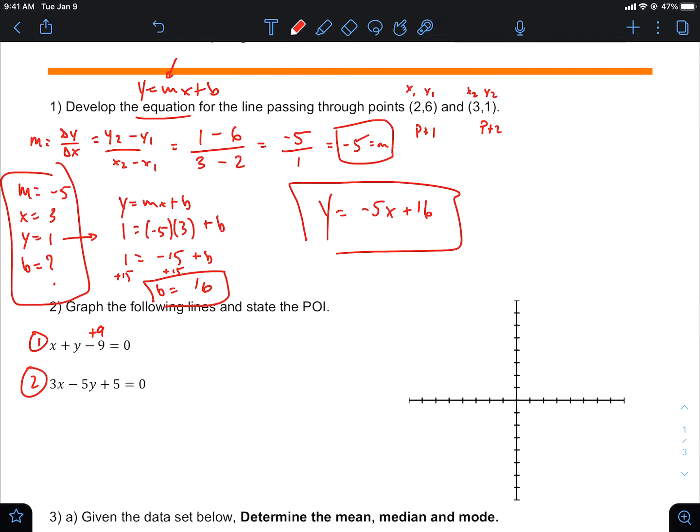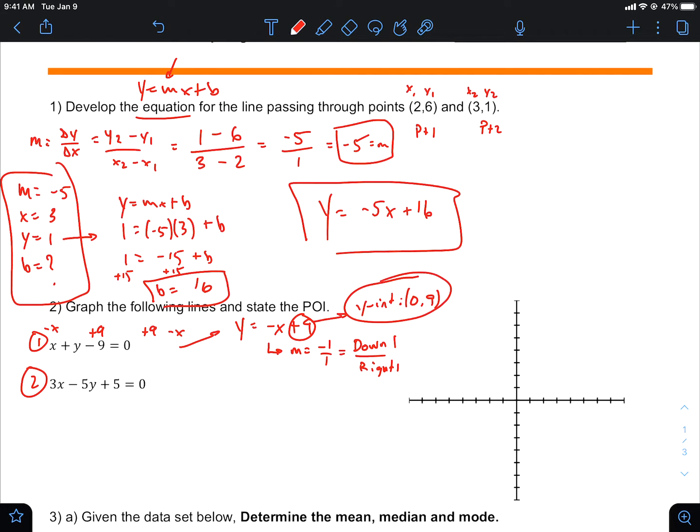So I can add 9 to both sides, and I can take x away from both sides, and it turns into y equals negative x plus 9. Through our work, we know this means m is negative 1 over 1, which means down 1, right 1. And then I have a y-intercept of 0, 9. This is the question where I was 1 box short on your grid. To plot this, your y-intercept is your starting value, so go find it. You're just going to plot that point, 0, 9.